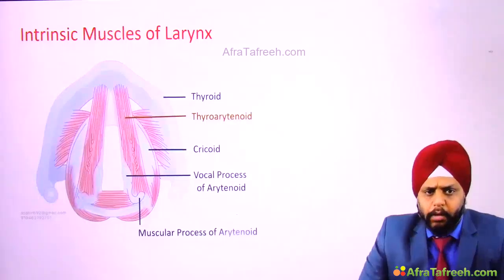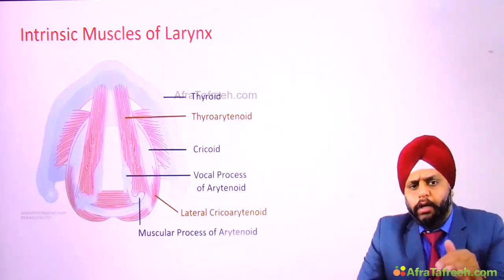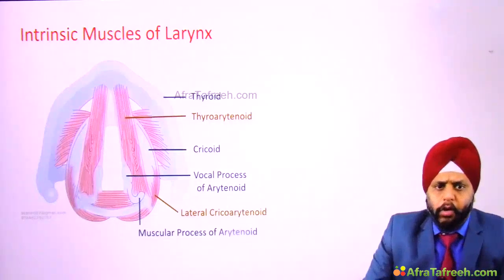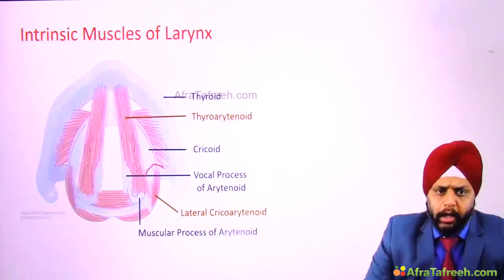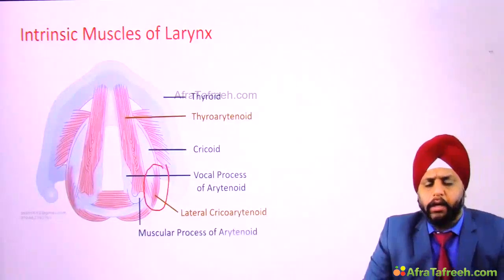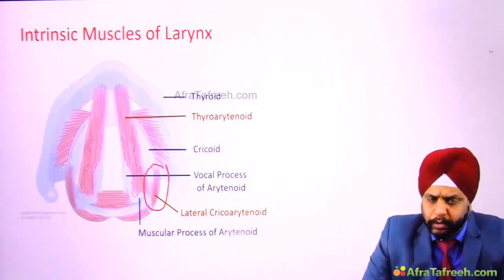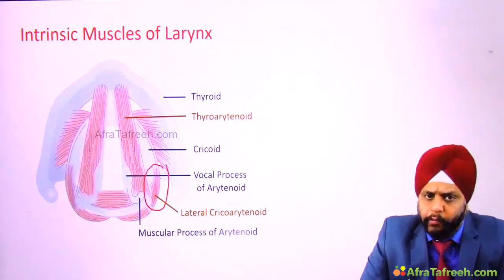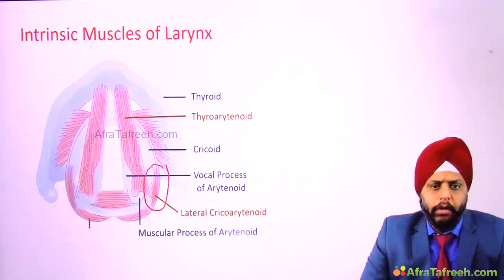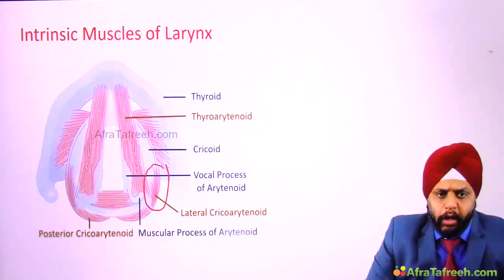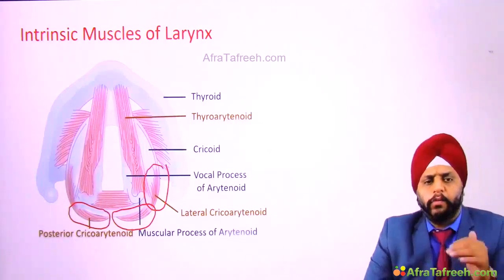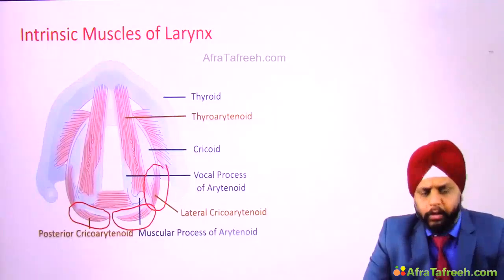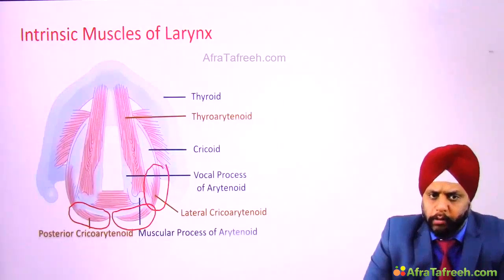Now, between the cricoid and arytenoid, on the lateral aspect, we have a muscle. This is known as the lateral cricoarytenoid muscle. This is your lateral cricoarytenoid coming from the cricoid to the muscular process of the arytenoid. Similarly, going from cricoid to arytenoid on the posterior aspect, we have a muscle that's known as the posterior cricoarytenoid. From cricoid to arytenoid, posterior cricoarytenoid.